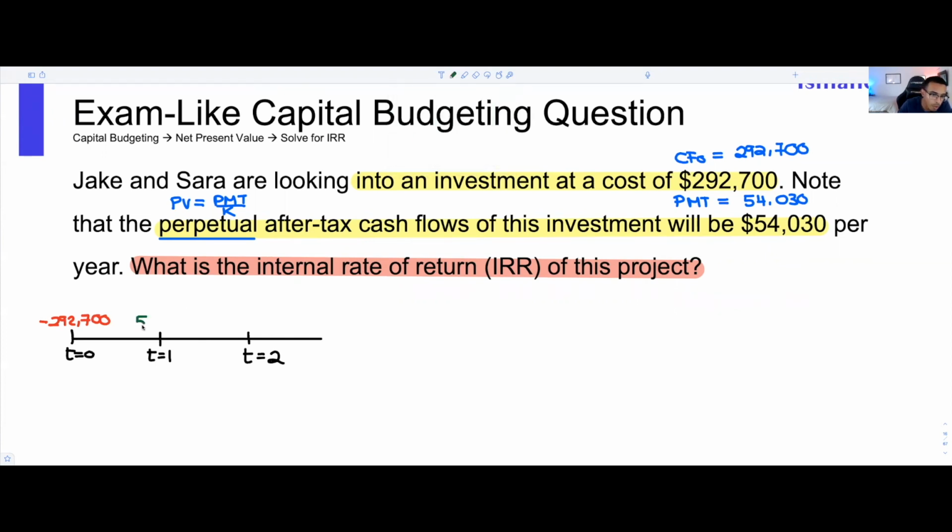So we have 54,030, but we know that this cash flow is going to occur forever, right? So I'm going to try to draw it out nicely for y'all. There you go. So this is going to last forever because it's a perpetuity. Okay, it's going to be a perpetuity.